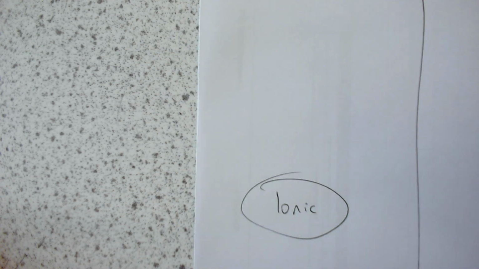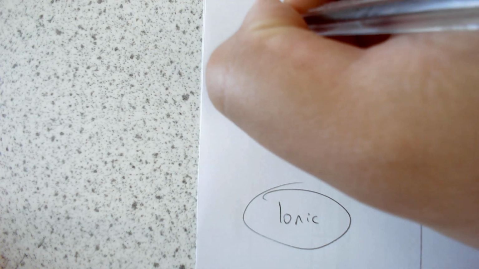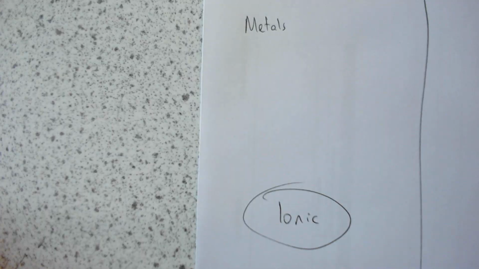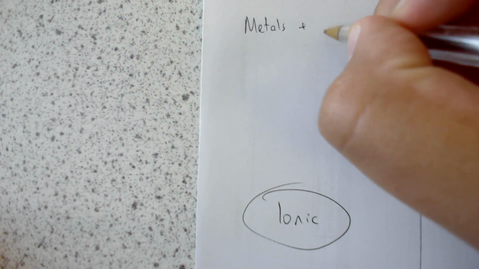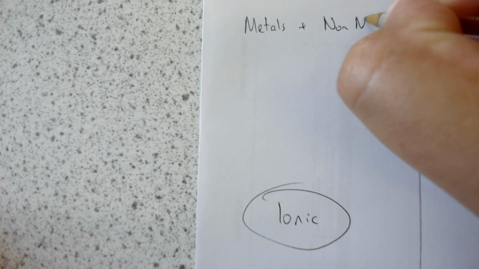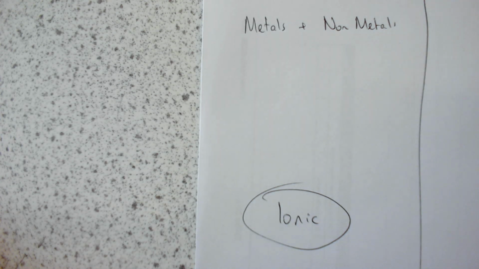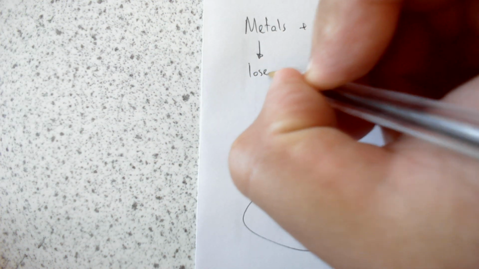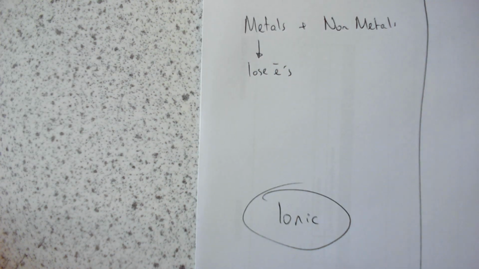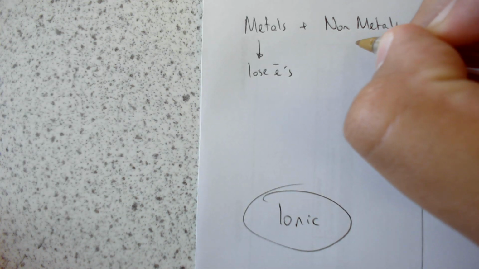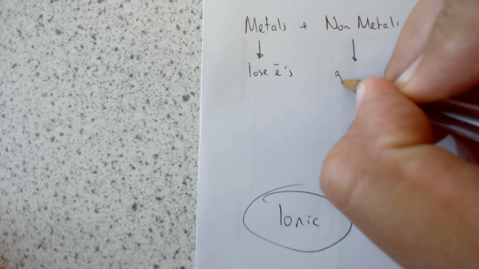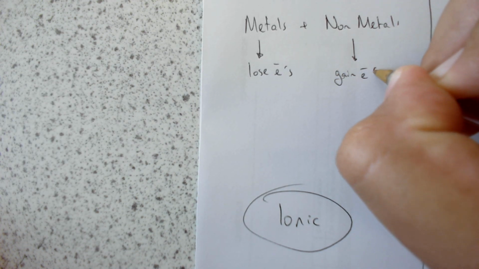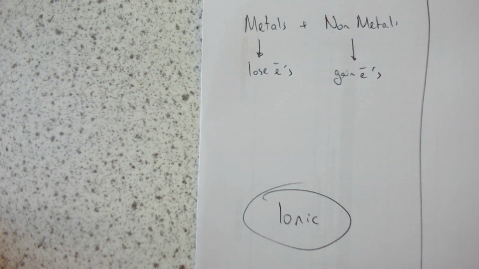Ionic bonding. What do we know? We know we have metals bonded to non-metals. You also know that there is the transfer of electrons, and what happens to the electrons? The metals will lose electrons, and I'm writing that as an e minus. The non-metals will gain electrons, and that means they will turn into ions.